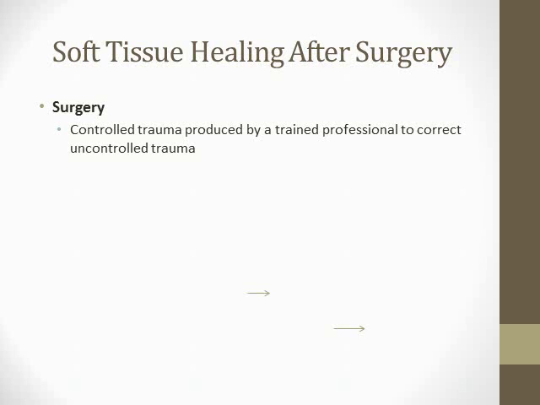So when we think about surgery, we've talked a little bit about some of the different ways that tissue heals. We think about surgery, and I like this definition, controlled trauma produced by a trained professional to correct uncontrolled trauma, which is a really nice way to think about what's been going on with the patient, leading them to have surgery.